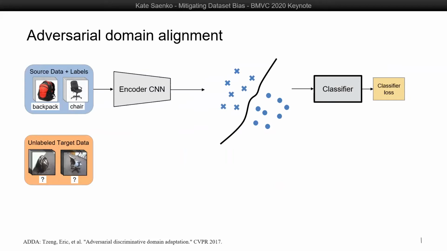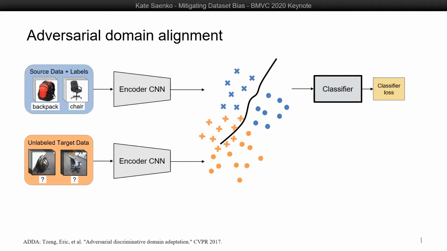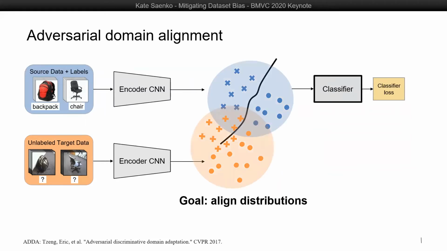Now, suppose we have unlabeled target data, and the target data has the same categories as the source, but we don't have any labels for those. We can take our encoder CNN and generate features for the target images, but because their distributions are different due to this domain shift, the classifier will be less accurate on the target points. So in adversarial domain alignment, our goal is to align these two distributions, the source distribution and the target distribution.